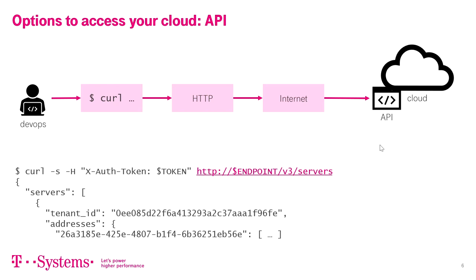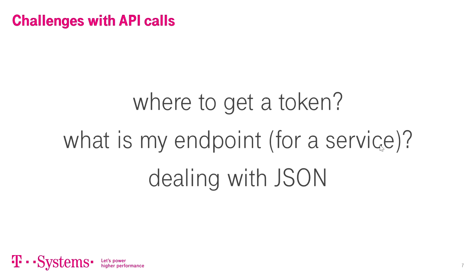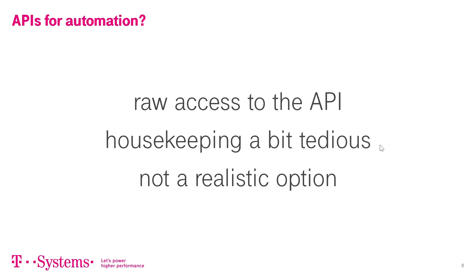So there are lots of questions to deal with, like I just mentioned here. Should you use direct API connectivity for your automation? Well, obviously, you could write a script that uses the curl command and accesses the raw APIs. But keep in mind that you have to do a lot of housekeeping, like the authentication, like the service discovery, and so on. So this is not a really realistic option unless you want to spend quite some time implementing that.